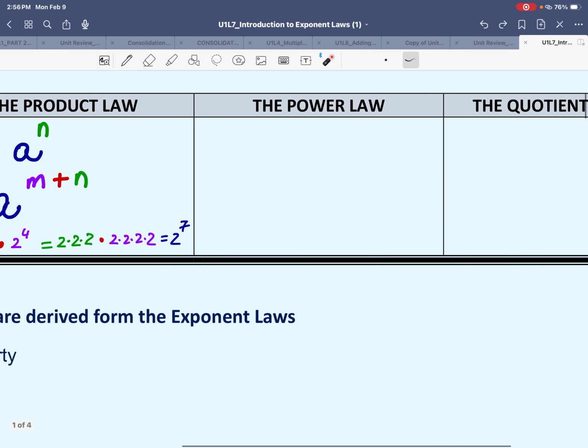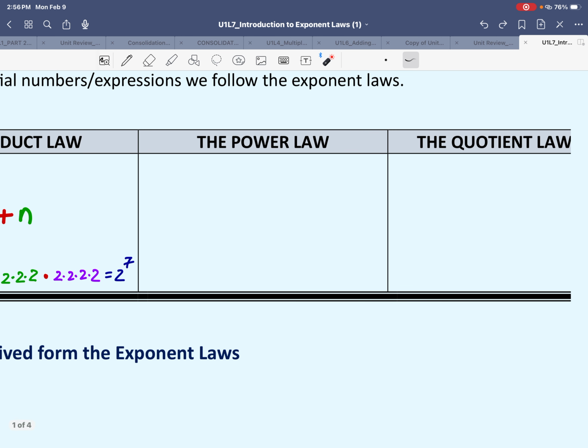So the next law is what we call the power law that helps us bring exponential terms to a specific power. So if you have a to the power of m, you want to bring it to the power of n, then we will multiply the exponents and keep the base the same.